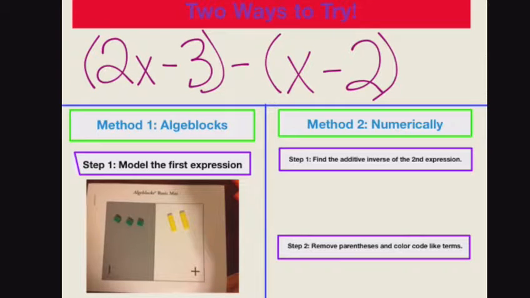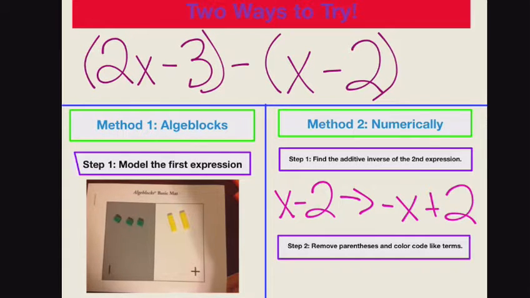Remember, step 1 is to find the additive inverse of the second expression. Our second expression is x minus 2. Again, we're going to find the opposite of each part. Instead of x, we're going to write negative x, and instead of minus 2, we're going to write plus 2. So the additive inverse of x minus 2 is negative x plus 2.